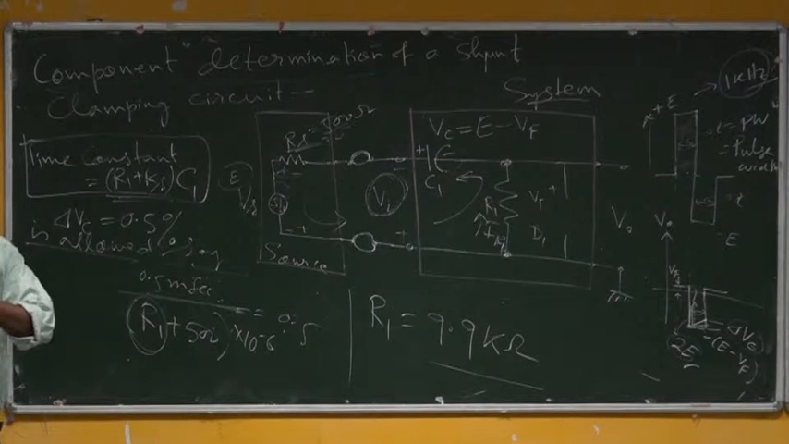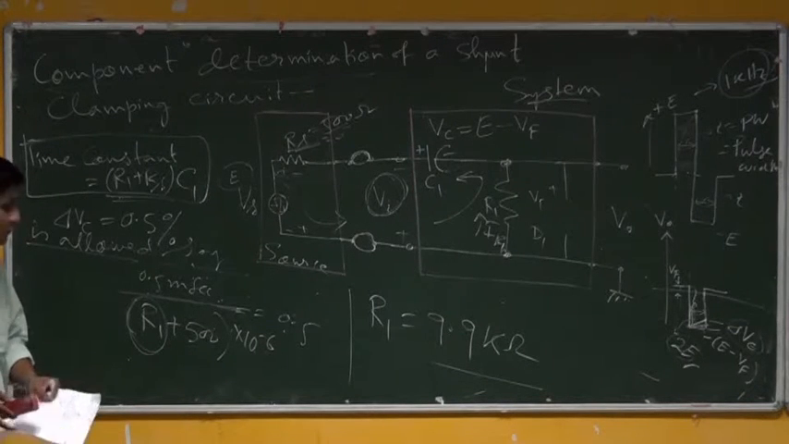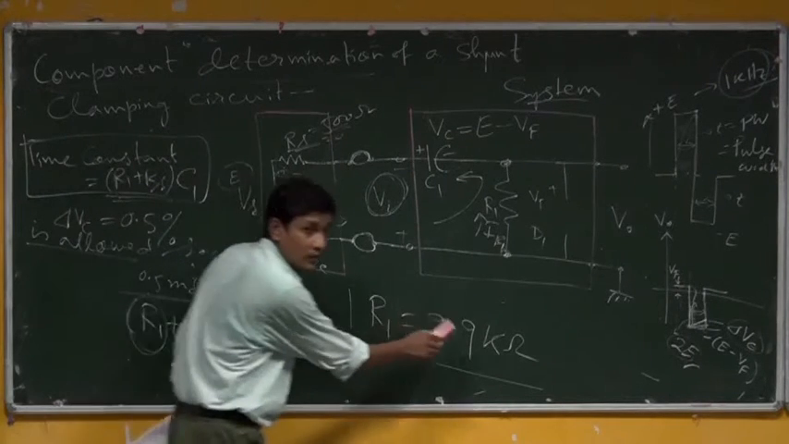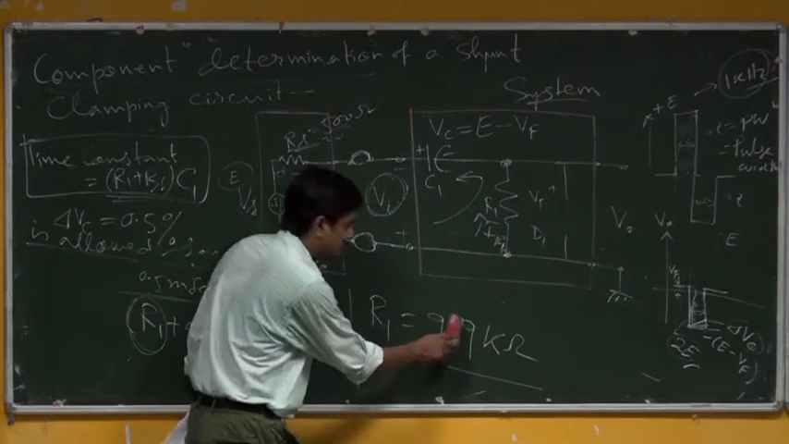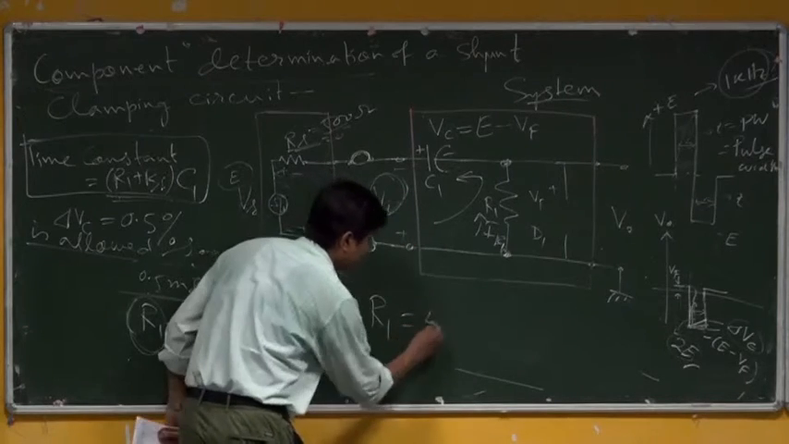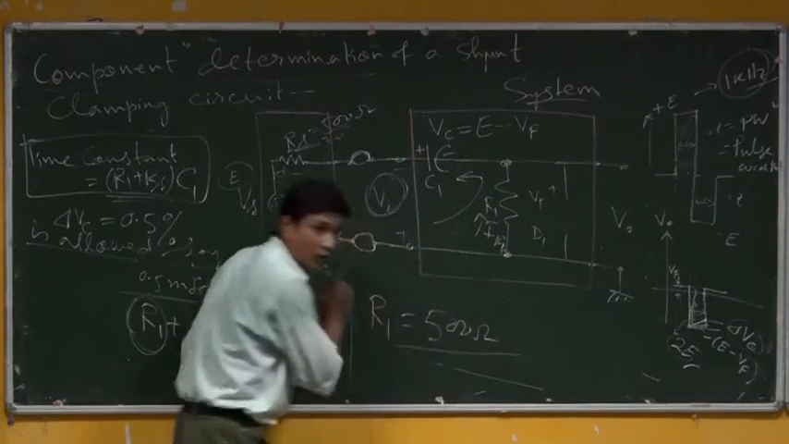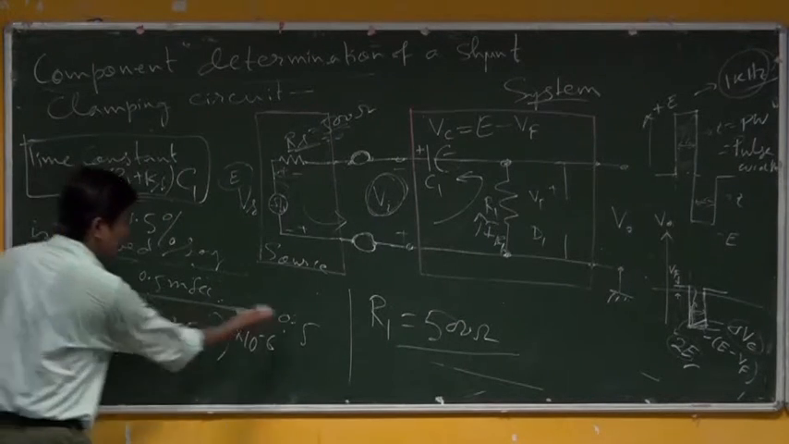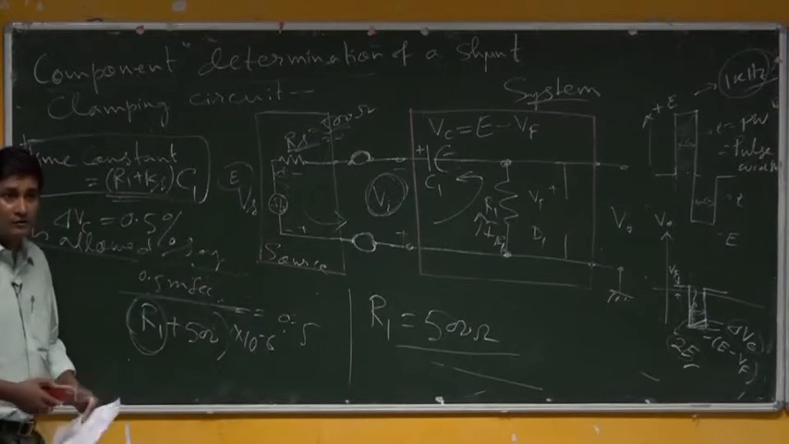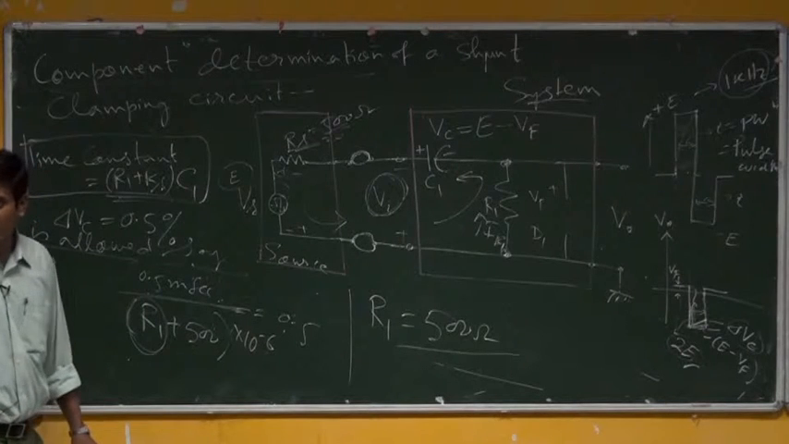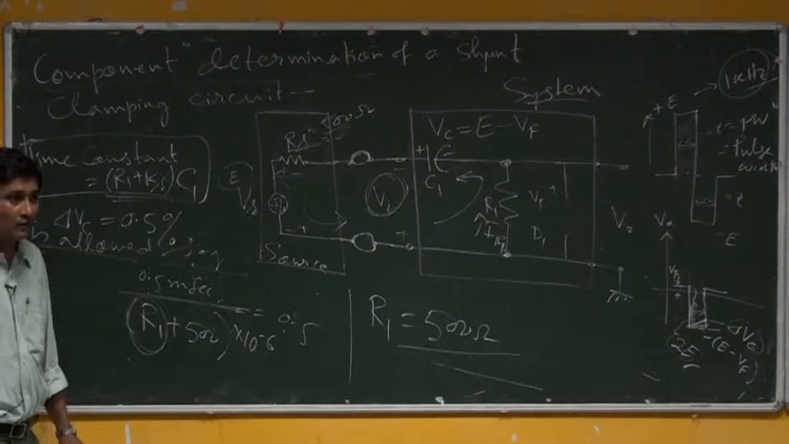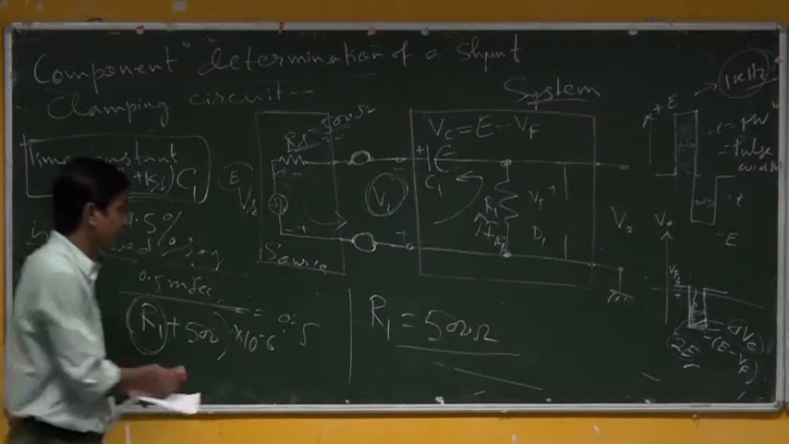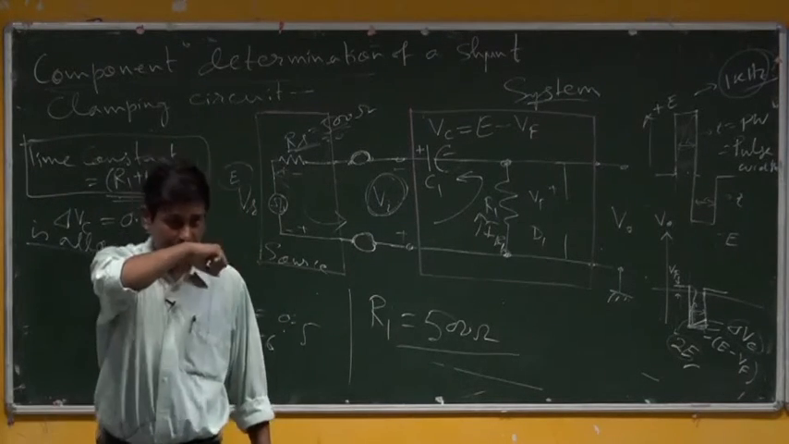Anything? 500. It is coming 500. It is coming 500 ohm. Why this much less value? This value is coming 500 ohm. Is it for all? I don't think so. It should come a very high value actually. But if you are saying, let's keep it. Let's check it further.